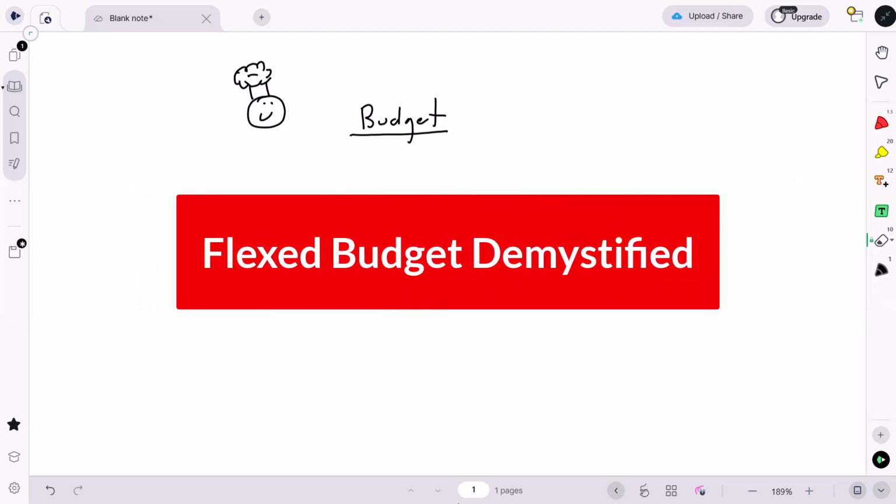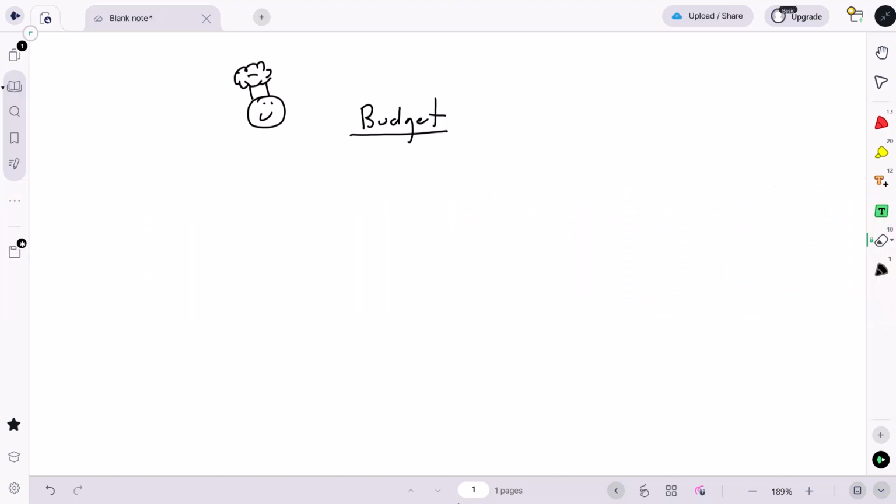Hello there. In this video, I'm going to demystify and explain the concept of a flexed budget. Now, imagine I have a restaurant, and sorry for the bad artwork. Imagine that every week at the beginning of the week, I prepare a budget. This is going to help me plan my purchases. It's going to help me forecast my cash flow. Now, let me show you my weekly budget.